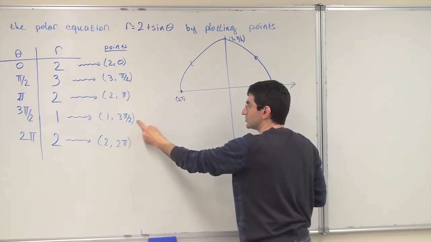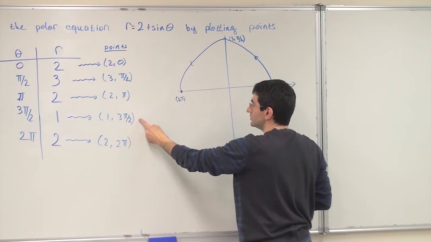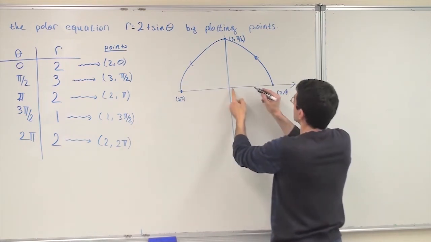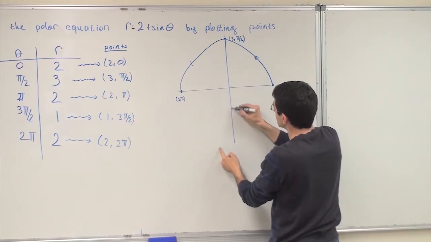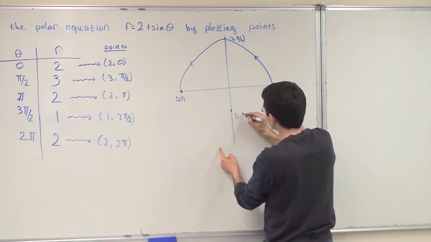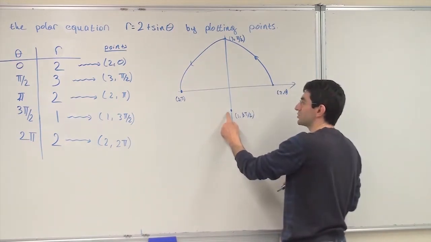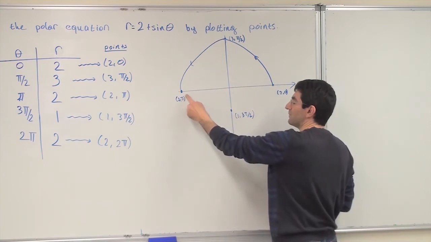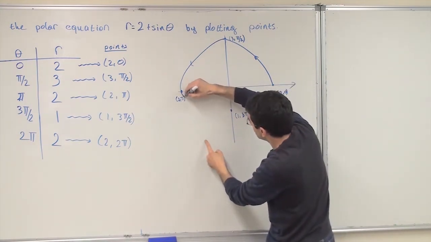And we move on to the next point now, which is 3 pi over 2. So the distance 1 rotated by an angle of 3 pi over 2, we find that point. And that point is connected to the previous point by an arc which rotates in the counterclockwise direction.